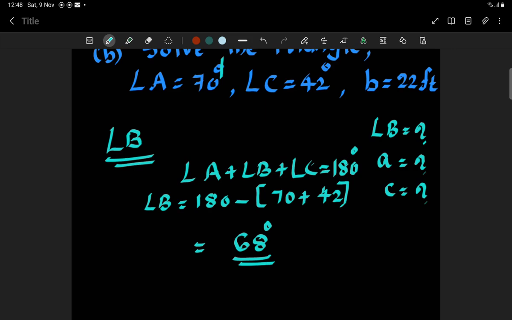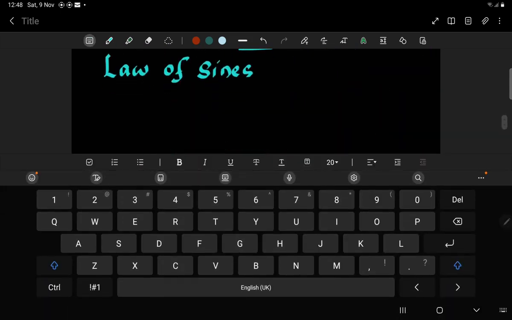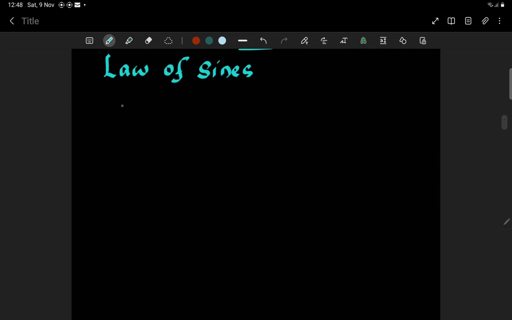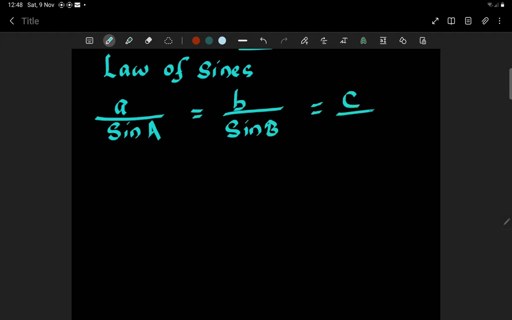How will we find out sides a and c? Using the sine law, the law of sines. What is the law of sines formula? a divided by sine A is equal to b divided by sine B is equal to c divided by sine C. This is known as the law of sines.